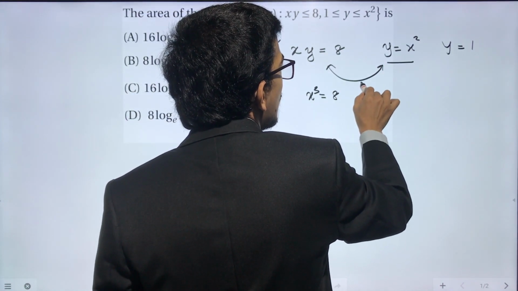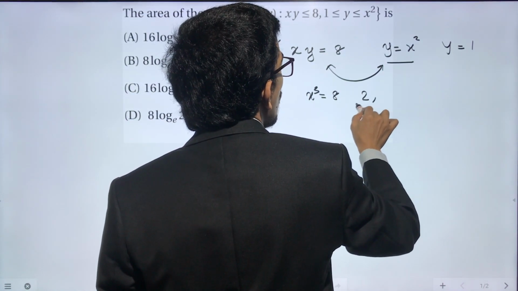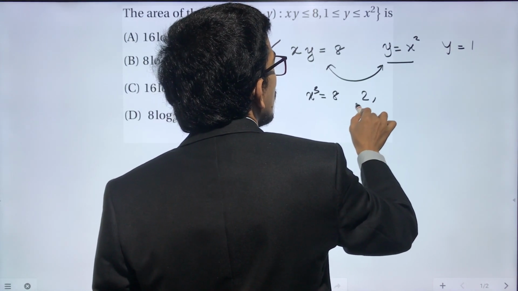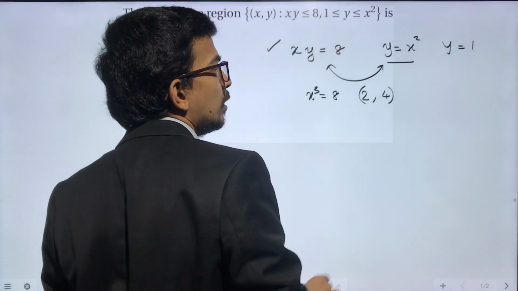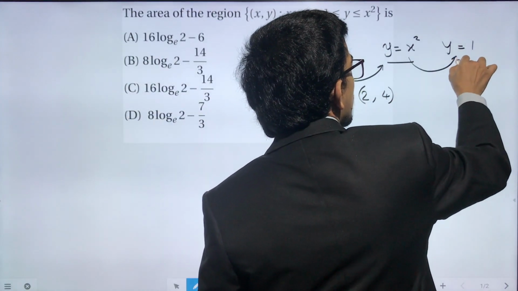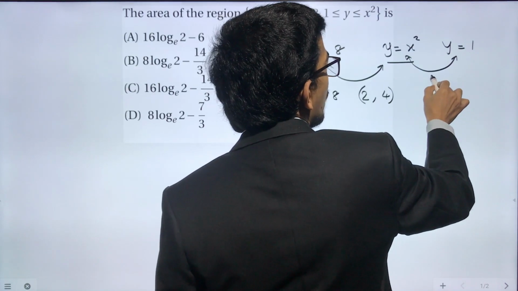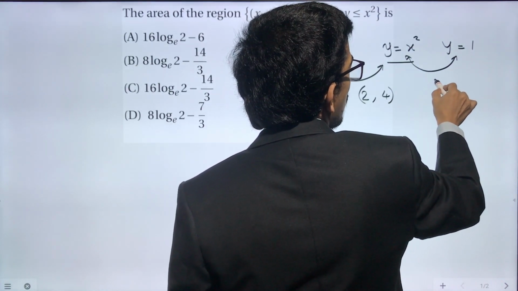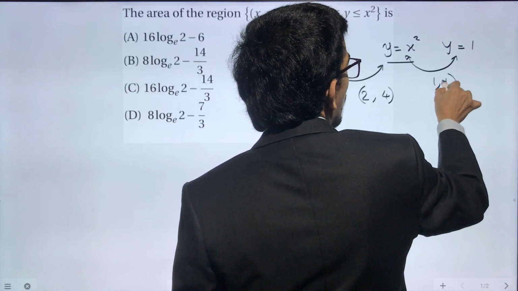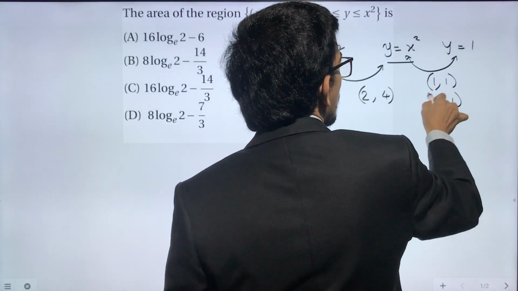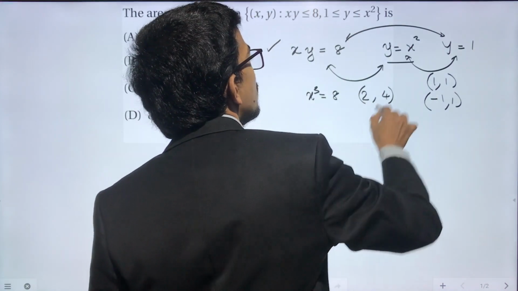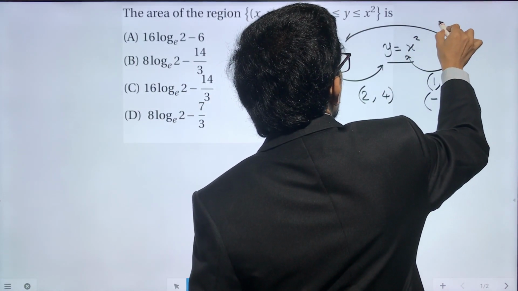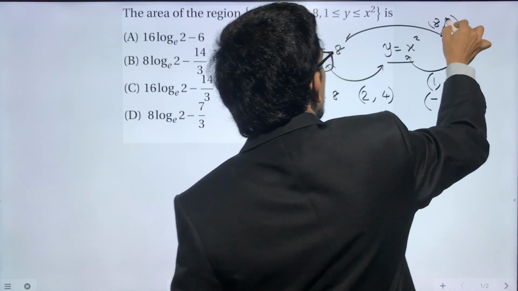So these two intersect at 2 comma, the y value is going to be 4, so (2, 4). Now let's see whether these two intersect. When you put y equal to 1, we have x equal to plus or minus 1. So these intersect at (1, 1) and (-1, 1). Now let's see whether these two intersect. When you put y equal to 1, we have x equal to 8. So they intersect at (8, 1).